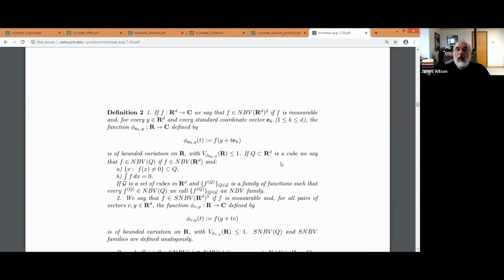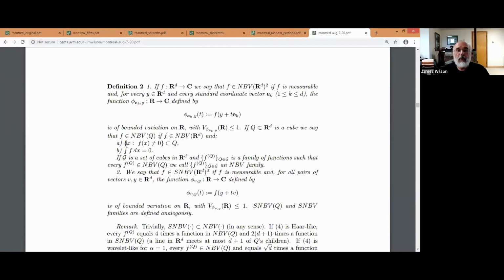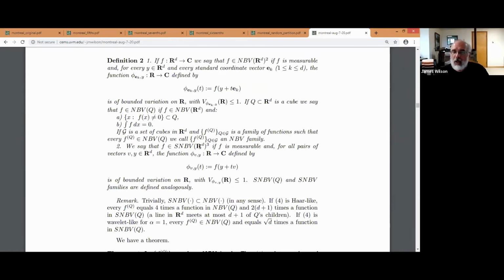If Q is a cube, we say that f is NBV of Q if it's NBV of R^d, it's supported inside Q, and its integral is 0. So what we're saying is that f is of uniformly bounded variation along lines parallel to the coordinate axes, and the total variation is always less than or equal to 1. That's what NBV means. There's a companion notion, SNBV, strong normalized bounded variation, which I won't say a whole lot about. It says the same thing as NBV, but the total variation condition now has to apply to all lines in R^d.